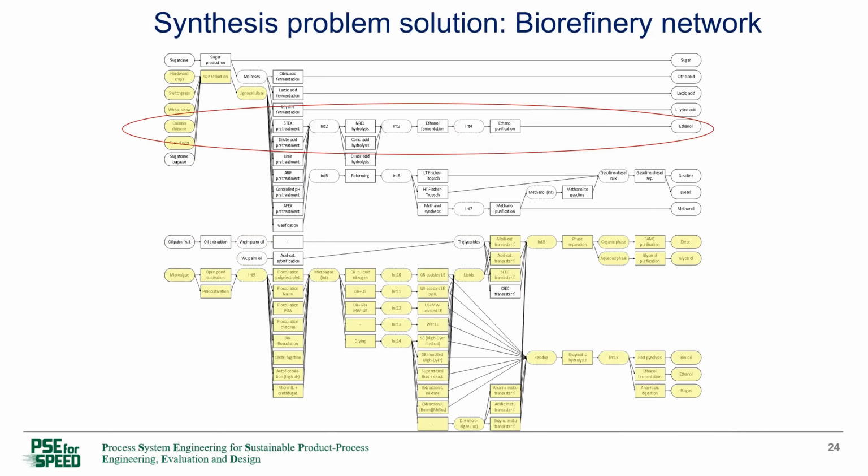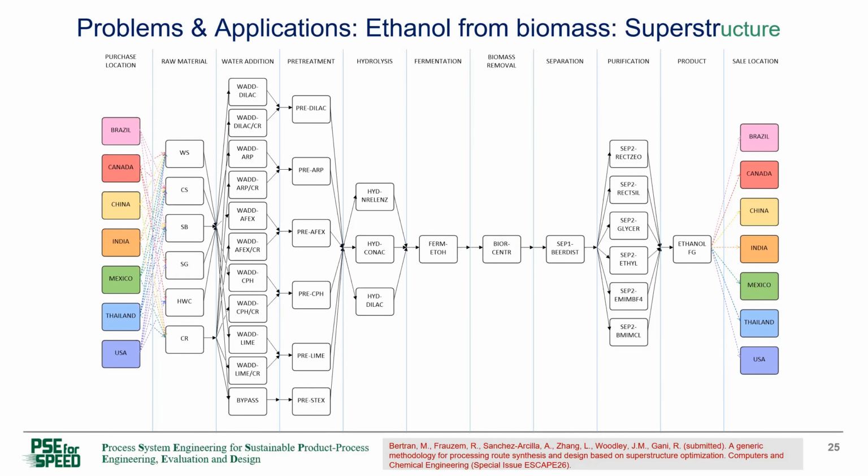I will just highlight the superstructure and solution for the 6 different biomass giving ethanol. So the 6 different biomass can come from different countries, so we also put the countries. We also put the ethanol that will be sold in different countries. And then the idea was which country should use which raw material to make ethanol and sell to which country, and all the processing steps together.